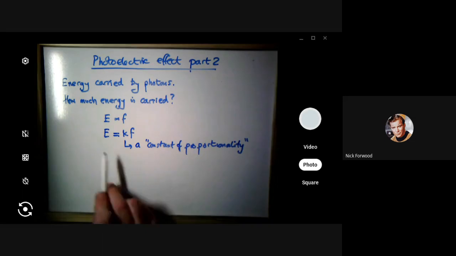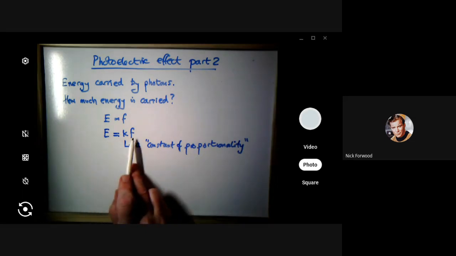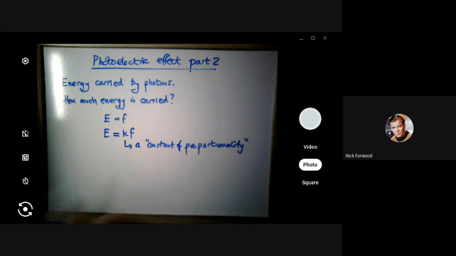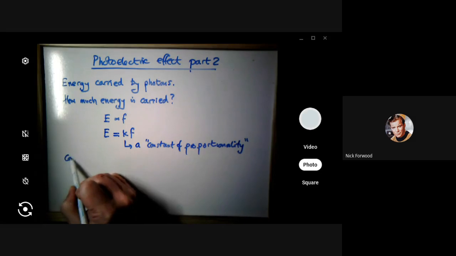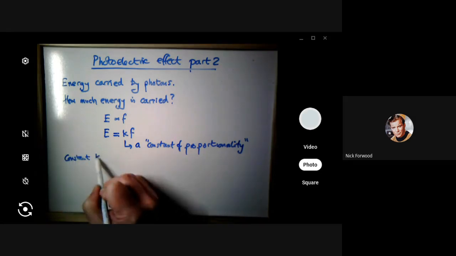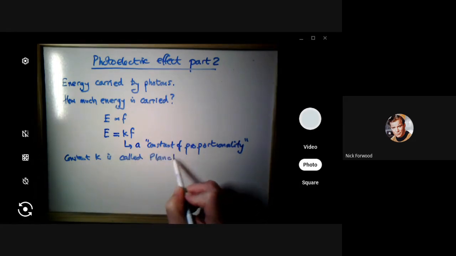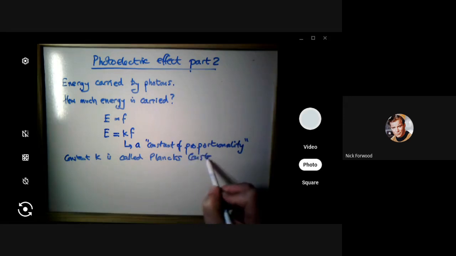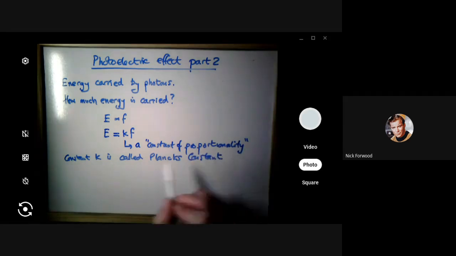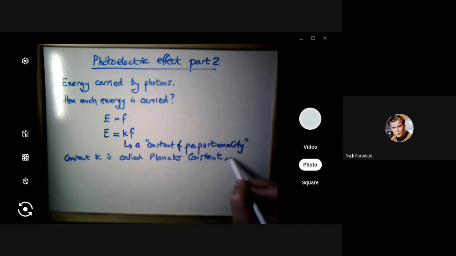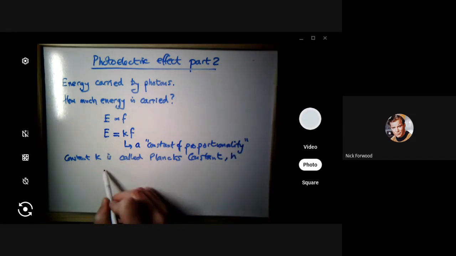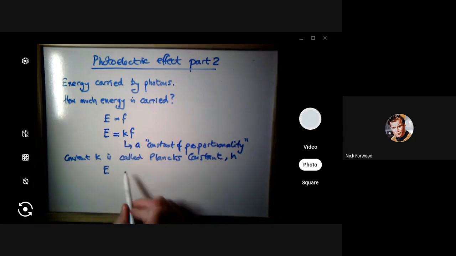Okay, so to get the amount of energy actually equal to the frequency, we have to multiply the frequency by this constant k. This constant is called Planck's constant, and it's given the letter h. So we can rewrite our formula. Instead of any constant, we're going to say it's specifically Planck's constant multiplied by the frequency f.